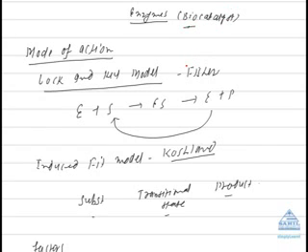Two models have been proposed regarding the mode of action. One is called the lock and key model, given by Fischer. This model gives rigidity to the shape of the active site of the enzyme. The active site is so rigid that it fits a specific substrate in the same manner in which a key fits into a specific lock.